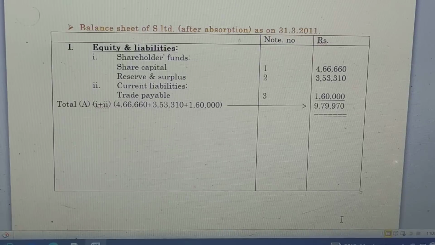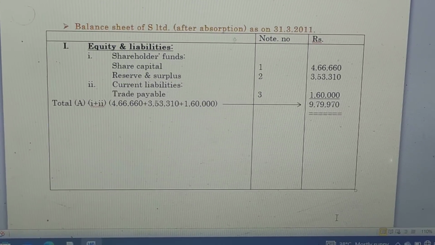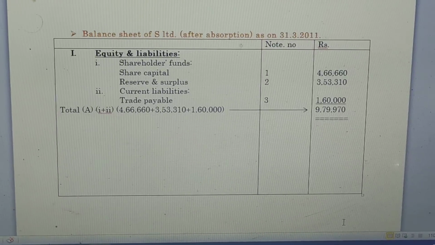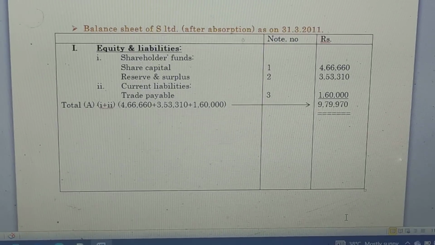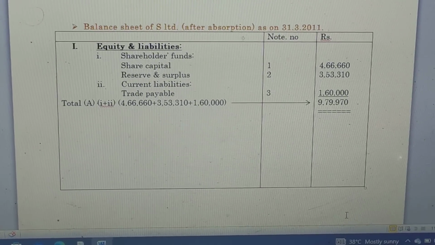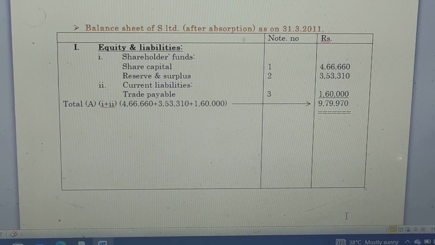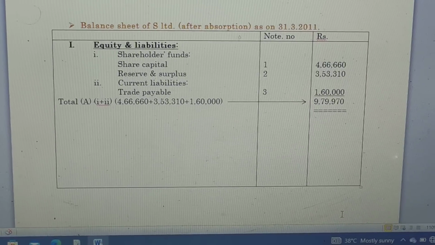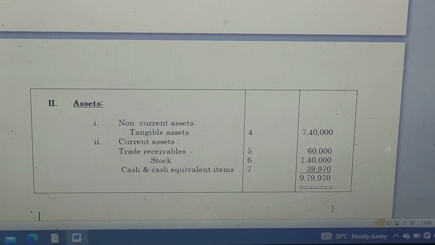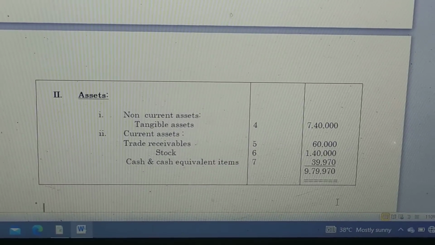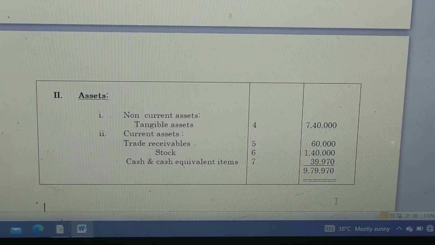Under the current liabilities, we have to mention trade payable, that is note number 3 heading. Note number 3 total is 1,60,000. So the total equity and liabilities are 9,79,970. It means 4,66,660 plus 3,53,310 plus 1,60,000. And Roman letter 2 is assets. Under the assets, we have to mention non-current assets. Under the non-current assets, we have to mention tangible assets, that is note number 4 heading. Note number 4 total is 7,40,000.